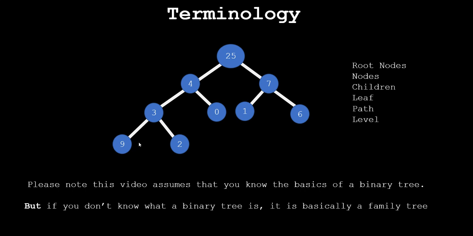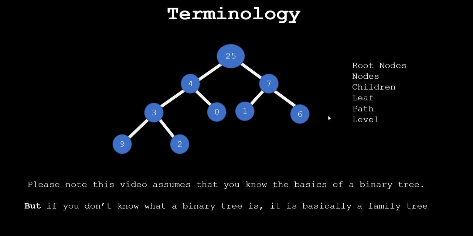A leaf is a node at the very end that doesn't have anything attached to it. So we call 9 and 2 children, we call 6 and 1 leaves, 0 is a leaf. So these are all leaves because they don't have anything attached to them. A path is how to get from the top node to a specific node. So if I go from 25, 4, 0, that's a path. You can also call these white lines paths, to get from 25 to 7.